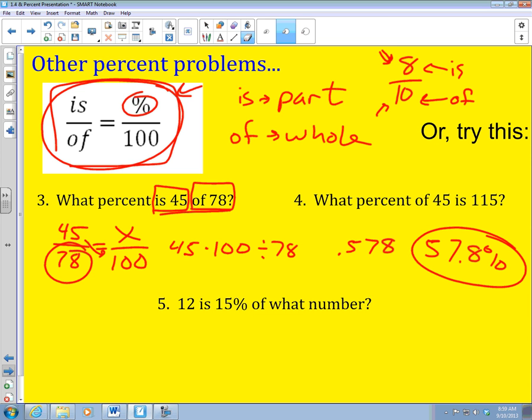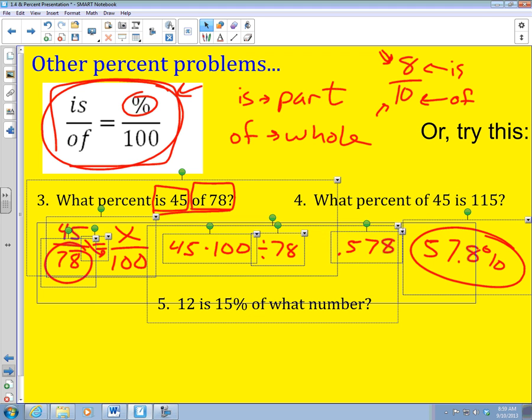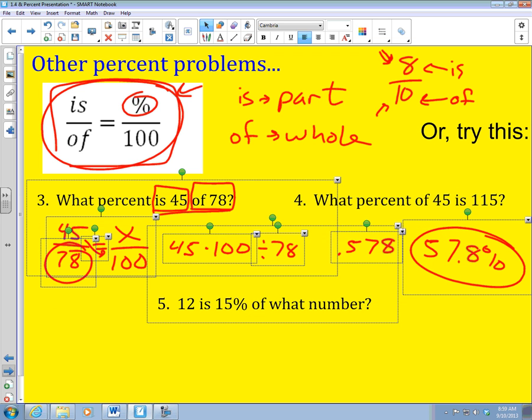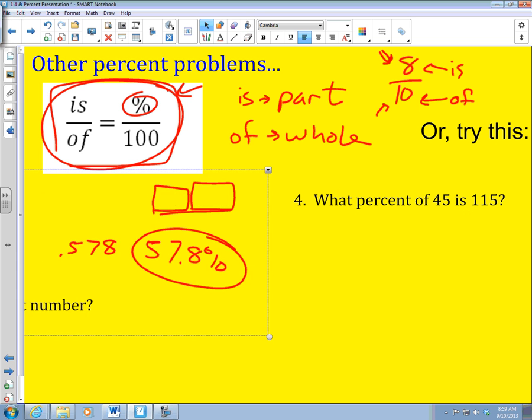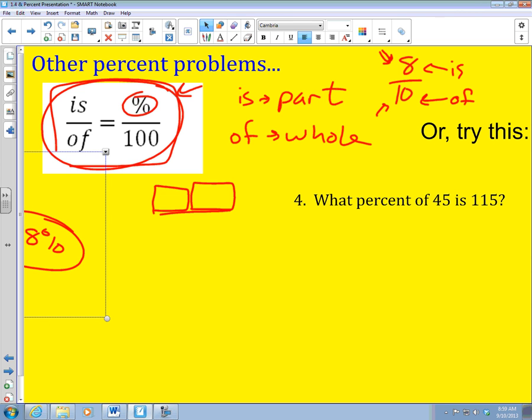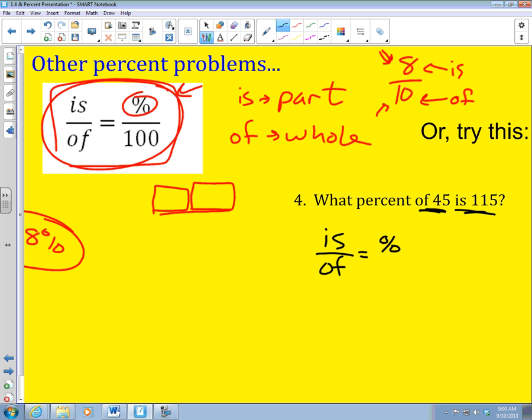Let's try number 4 here now. What percent of 45 is 115? Now, "of" we're saying is our whole part, so that's 45, and "is" is my small part. So setting it up as is over of equals percent over 100. The 45 is going to go on the bottom.